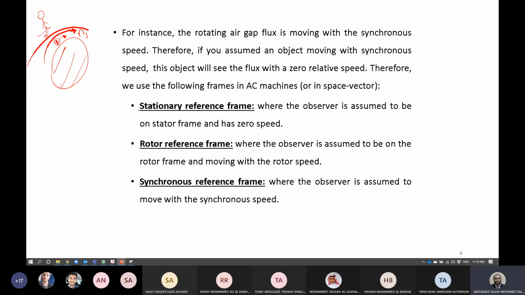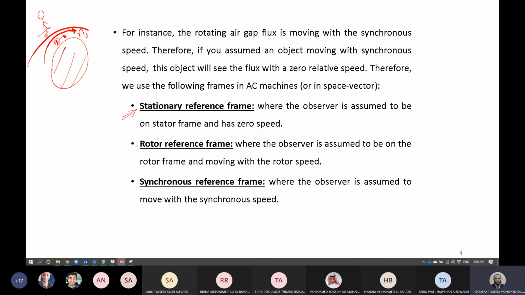We have stationary frame or stationary reference frame. In this frame, شباب, the observer is assumed to be on a stator frame, which has zero speed. So, if you are observing anything in the stator side, it will be constant. However, if you consider anything moving with synchronous speed or rotor speed, it will be variable. So this is the first frame, which is called stationary reference frame.